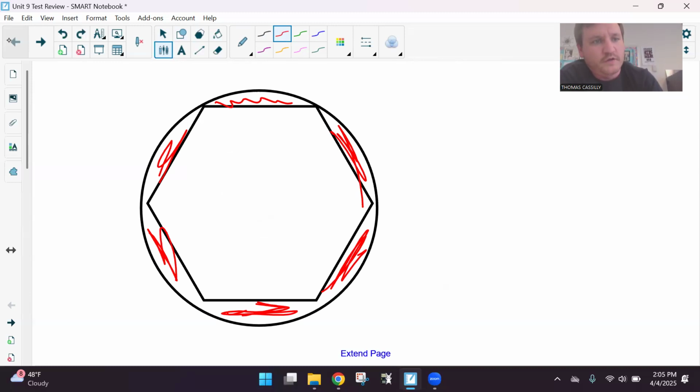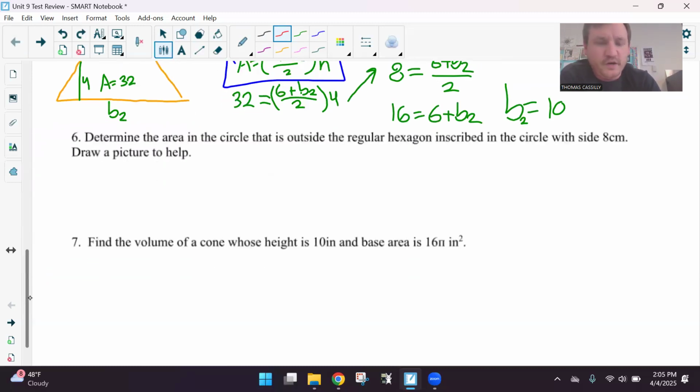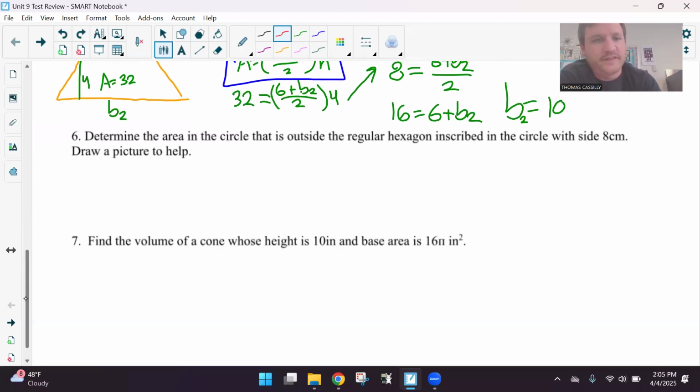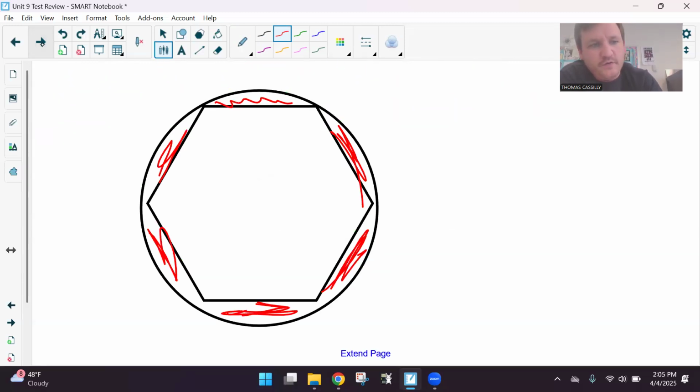All right, so let me go back and just double check that. Determine the area in the circle that is outside of the regular hexagon inscribed in the circle with a side length of 8. All right, yeah, we're good. So we know that this side has a length of 8. That means all of them have a side length of 8.